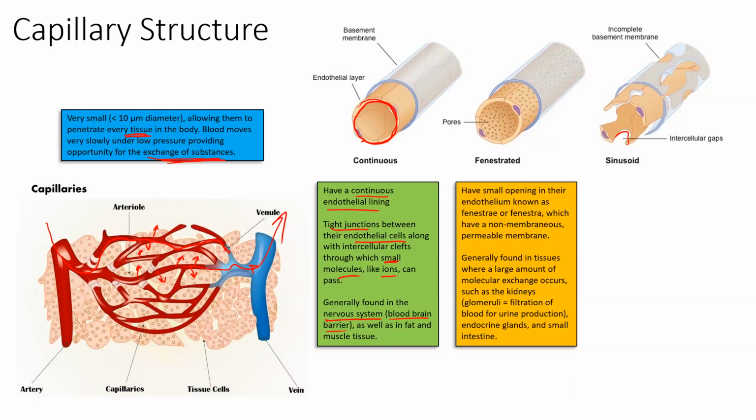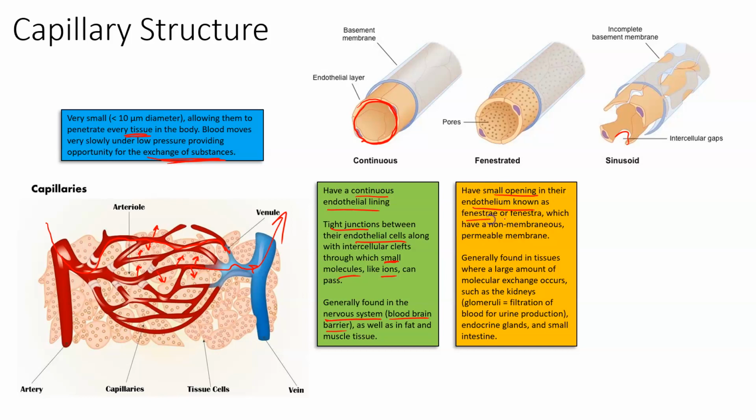Now, in comparison, these fenestrated capillaries are continuous. They have all of the tight junctions that the continuous capillaries have, but you'll see that they have these pores present that continuous capillaries do not have. So they have small openings in their endothelium layer.